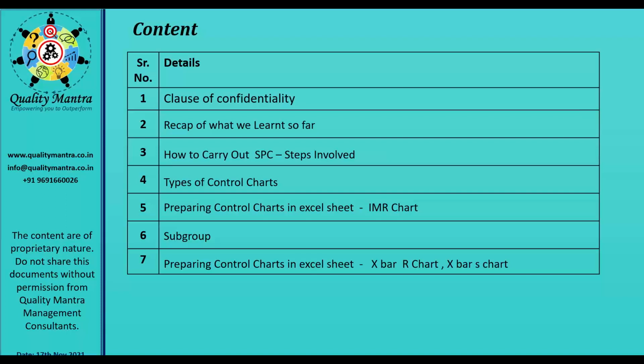Then preparing control chart in the Excel sheet, we will start preparing the control chart on the Excel sheet, that is we will start with IMR chart, that is individual moving range chart. Now why we are going to use it in the Excel sheet? To prepare the initial control limits or trial control limits, you need to utilize some program, so Excel sheet is a very basic thing, everybody knows.